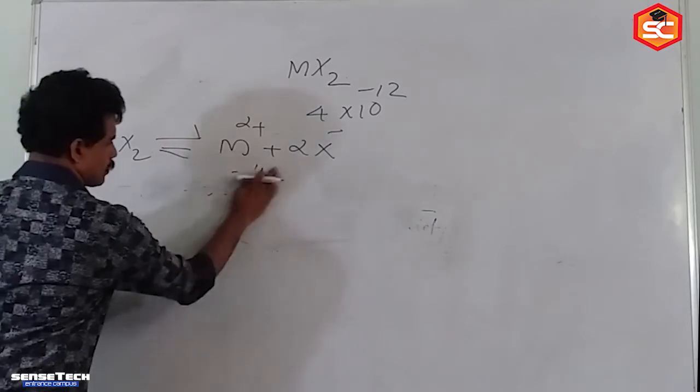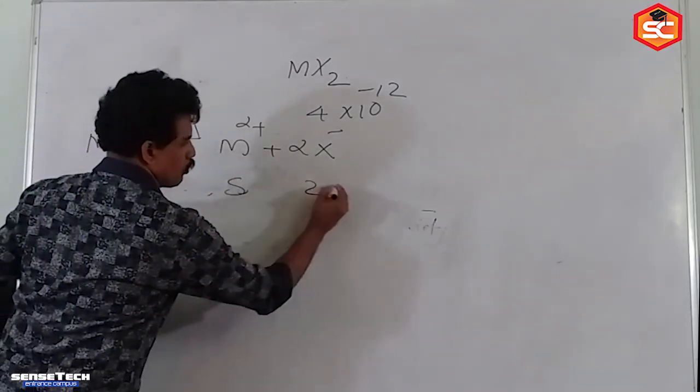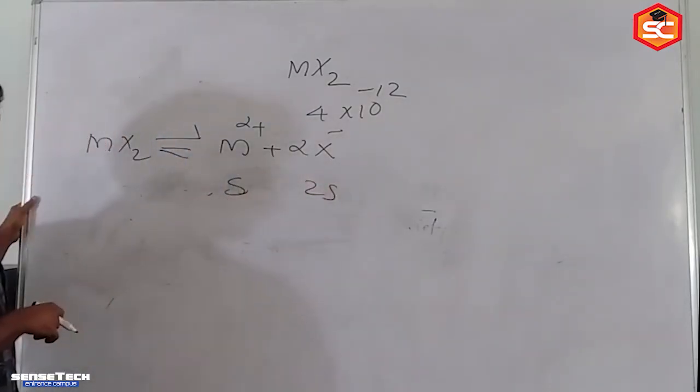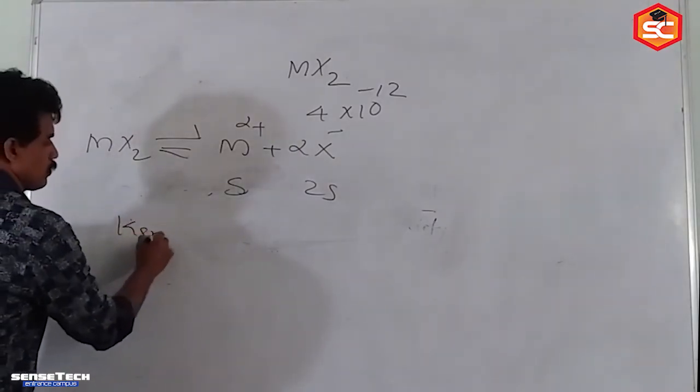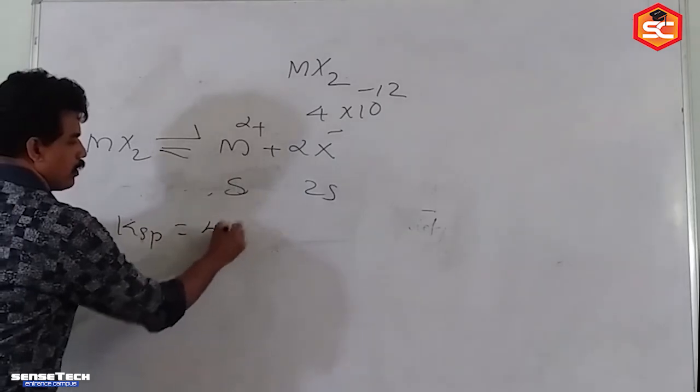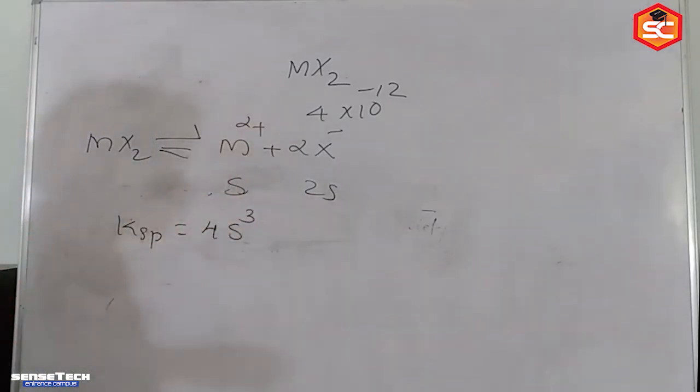For MX2 we are taking the solubility as s, and the X minus is 2s. The value of s is what we need to calculate. So Ksp is equal to 4s cube, 4 into 10 to the power minus 12. So s is equal to 10 to the power minus 4. So the M2+ ion concentration is 10 to the power minus 4.